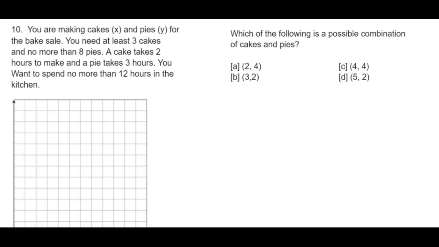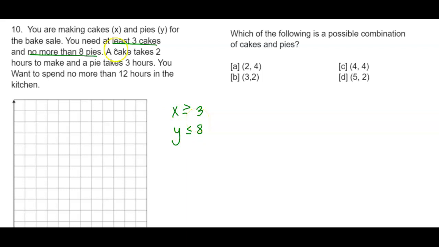If we want to make x cakes and we want at least 3 cakes, we are going to say that x must be greater than or equal to 3. Now, we want no more than 8 pies. So basically, as far as pies go, we want 8 or less. We're making y be pies, so we need y to be less than or equal to 8.